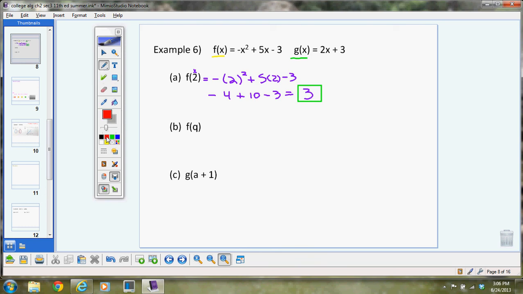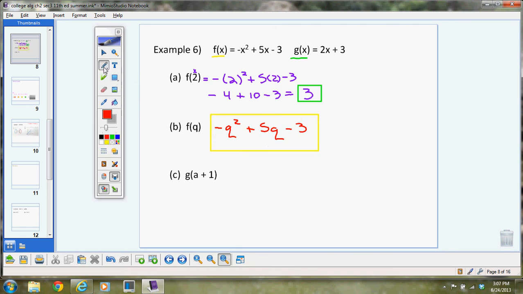Now in the next one they ask you to do f of q. This is weird but super easy. You go to the f equation and you take out all the x's and you change them to q's. So the answer is going to be negative q squared plus 5 times q minus 3. And that's all you do.